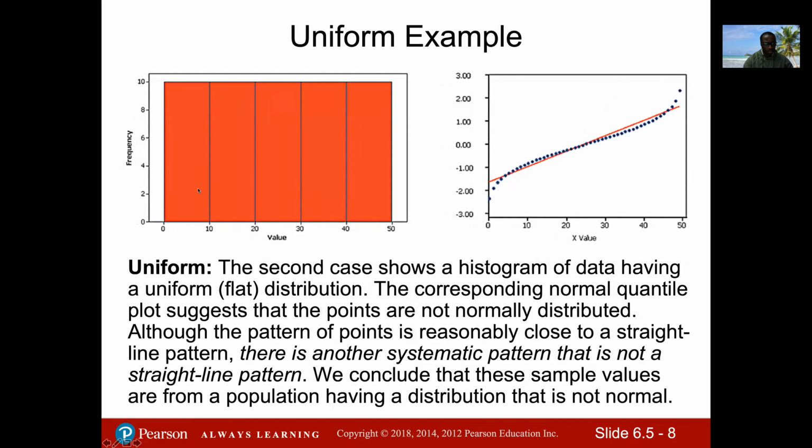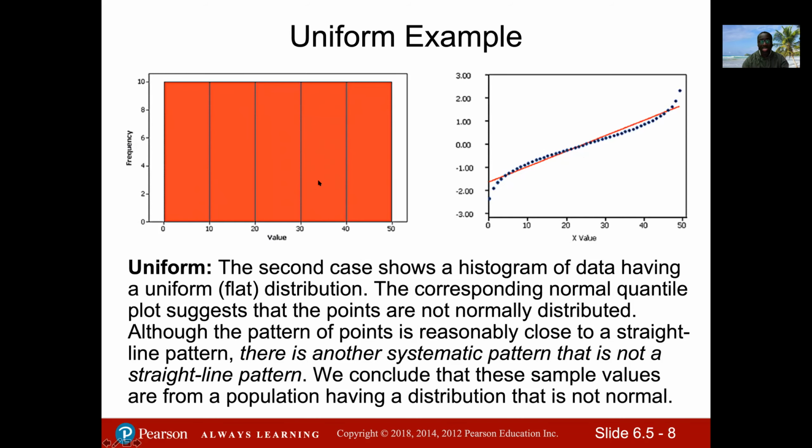This is a uniform distribution. The histogram is to the left, and the QQ plot, or the normal quantile plot, is to the right. Now I can see the points are close to a straight line. However, there is a systematic pattern, like a snake going up the pole or coming down. So along the line, it's like a snake. That's a systematic pattern. Because of that, we say that this is not from a normal distribution.